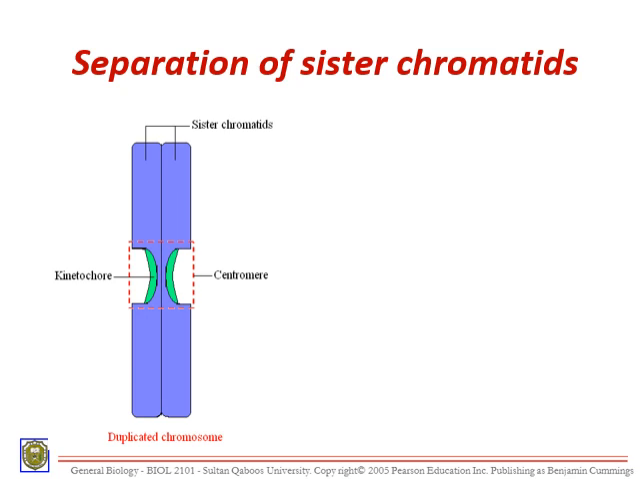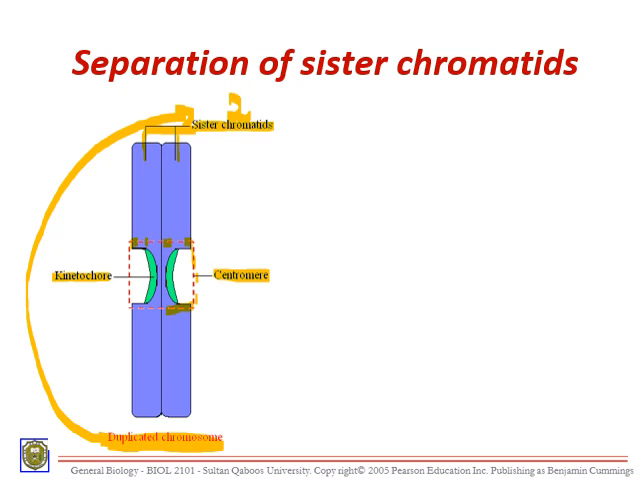Now let's have a look at the separation of the sister chromatids. So this is a duplicated chromosome. What do we call these guys here? These are sister chromatids. So a duplicated chromosome consists of two sister chromatids. Now this narrow region over here, we call it the centromere. In the centromere, we have a very special protein complex that is called kinetochore.